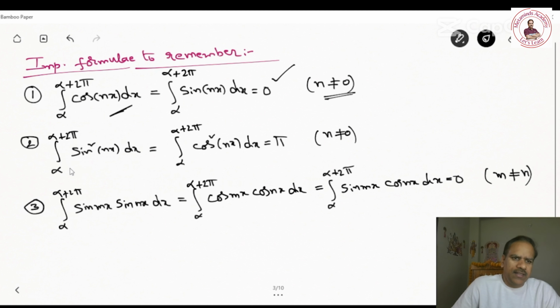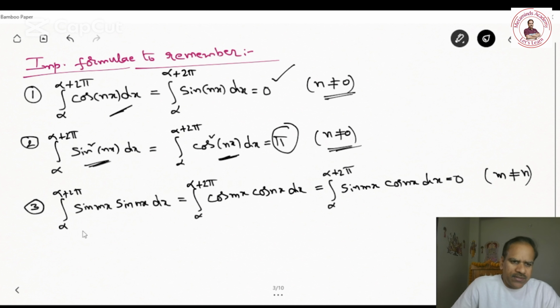Next, the integral from alpha to alpha plus 2 pi of sin square nx and of cos square nx: whether we have sin square or cos square, the value of the integral is pi, whenever n is not equal to 0.